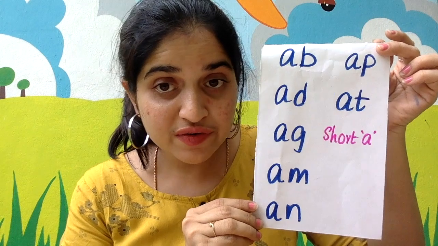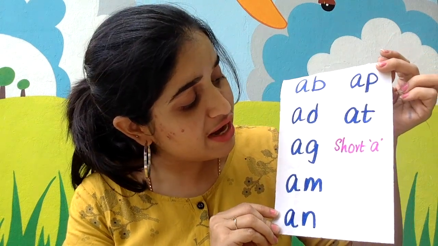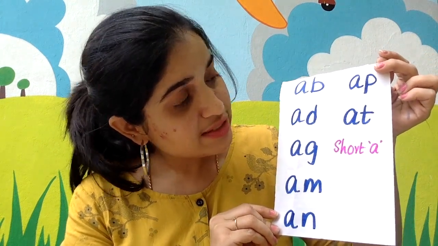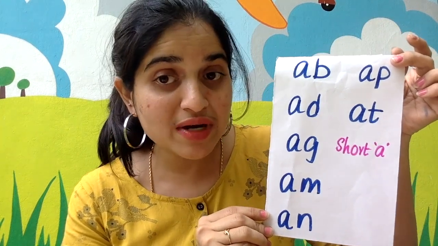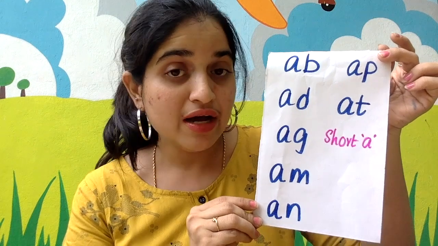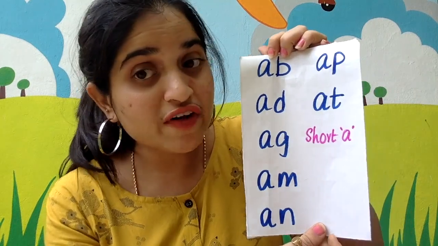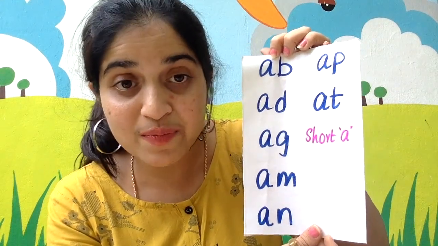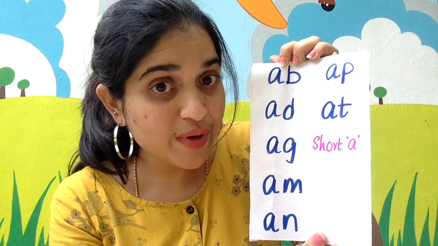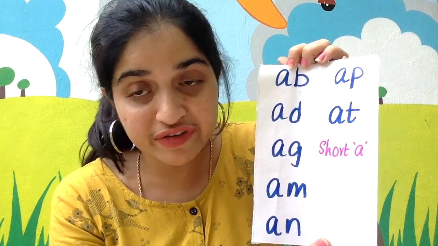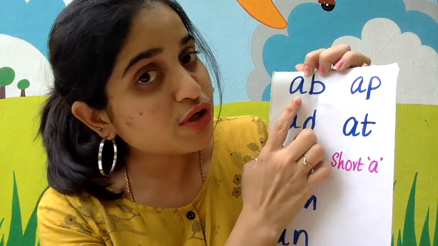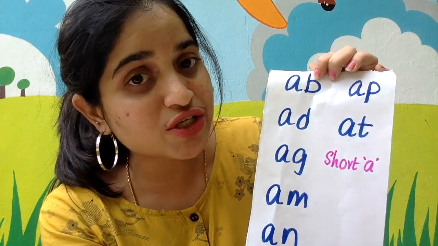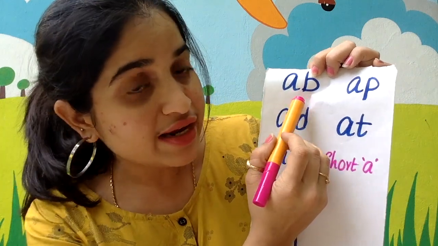So look here children, on this chart I have those 7 important short A sounds that you must learn to blend. Okay, alright. So if you can learn these 7 blending words, you will be able to read almost about 50 three-letter words. So let's see how is that, okay? Come on children, let's try and blend these 2 letters together.